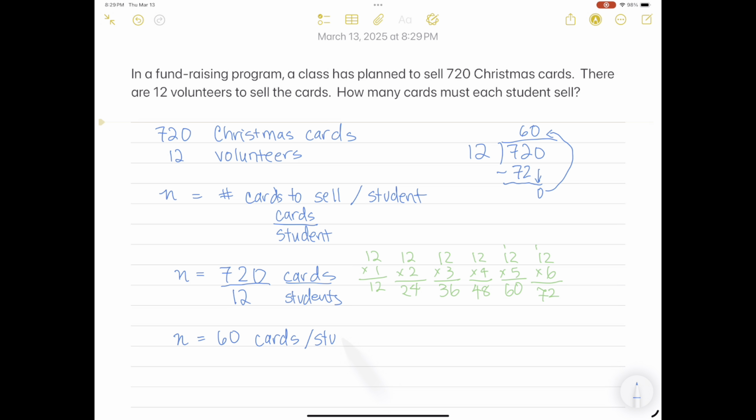If you choose, it's a good idea to write your answer out in a sentence so that you can think about whether the answer you got matches the question that was asked in the problem. Each student must sell 60 cards. That makes sense, and I box my answer.